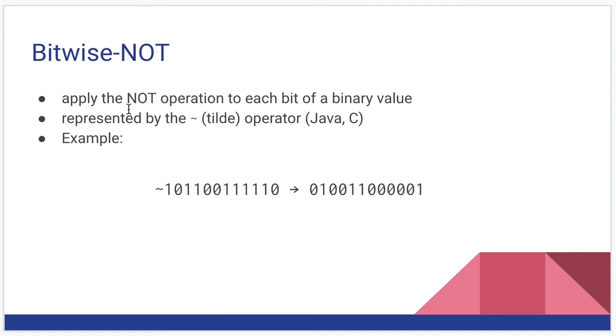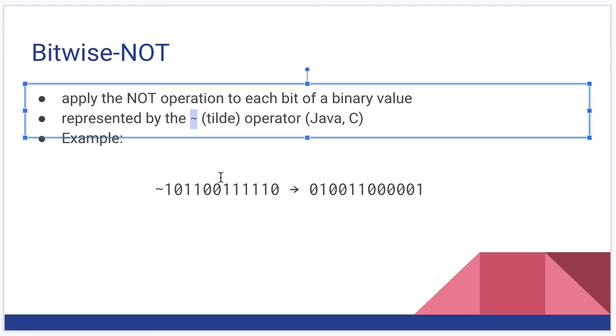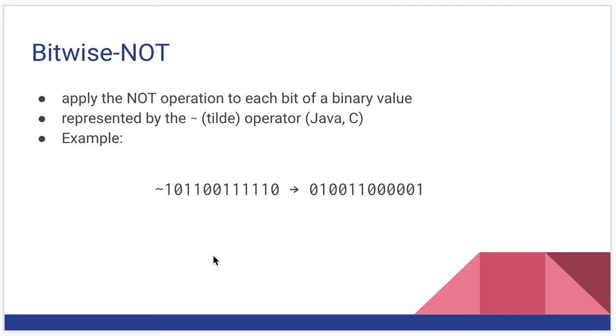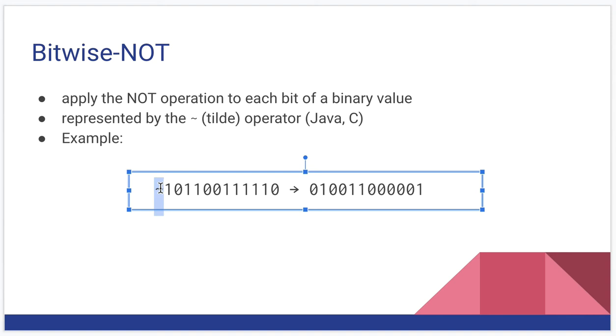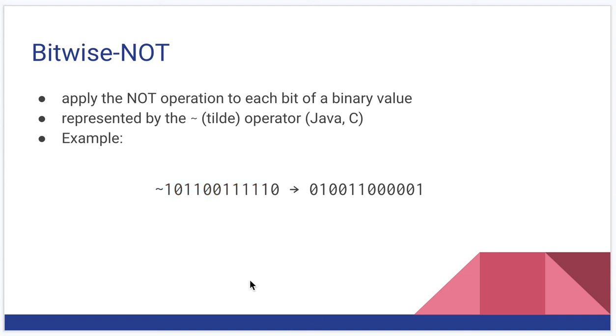You also have a bitwise NOT, and it simply inverts all the bits of a binary value. Again, in Java and C, we can do this, and we use the tilde operator. If you don't know where the tilde is, it is probably the upper left-hand key on your keyboard. And here's an example, tilde or NOT of this. We change the 1 to a 0, we change the 0 to 1 all the way through. So it takes the NOT of every bit.